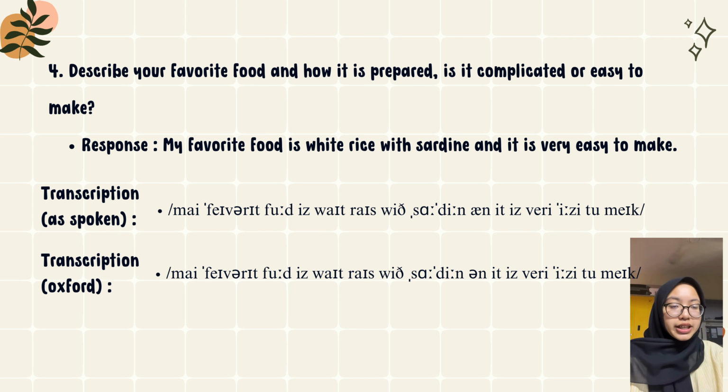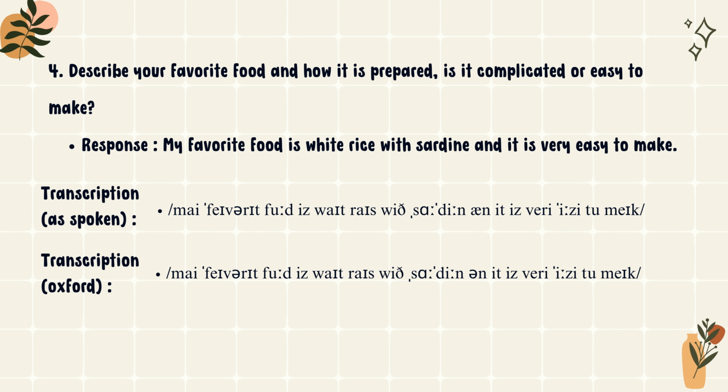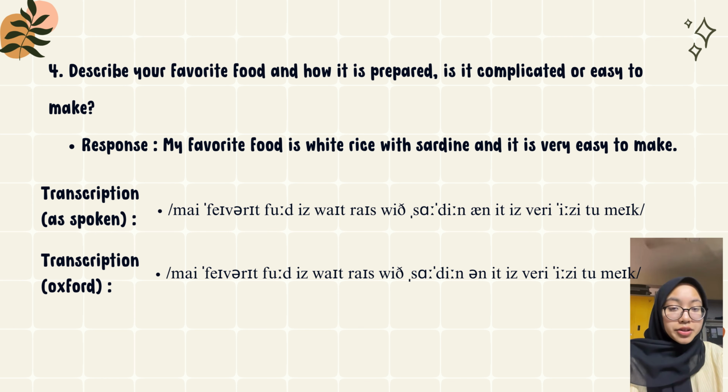And the fourth question, describe your favorite food and how it is prepared. The participant response was, "My favorite food is white rice with sardine, and it's very easy to make." So the elision observed in this response is that the th sound in the word "with" was simplified or reduced to "wit", a very common adaptation by Malaysian speakers. In the phrase "and it", the d sound in the word "and" was elided, becoming "an' it" instead of "and it".